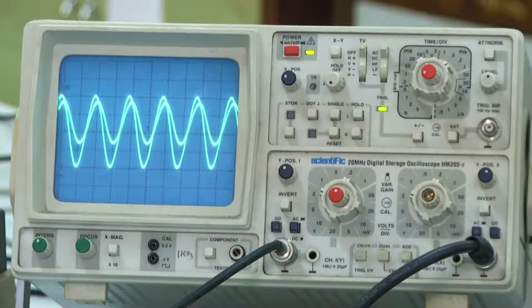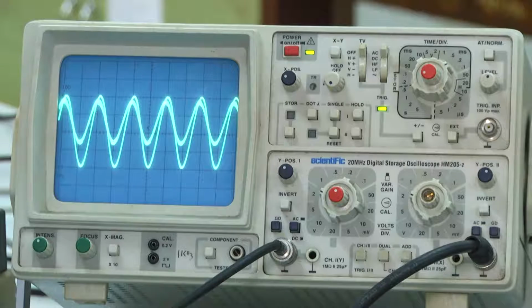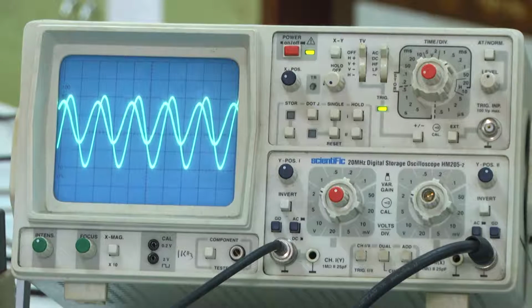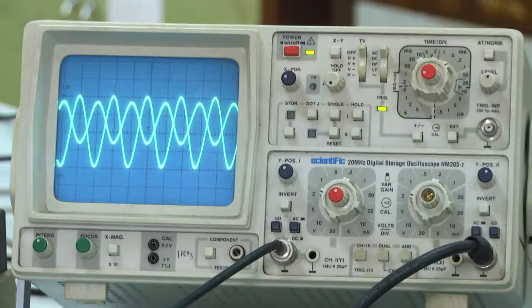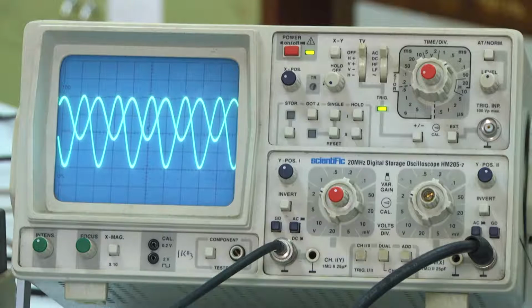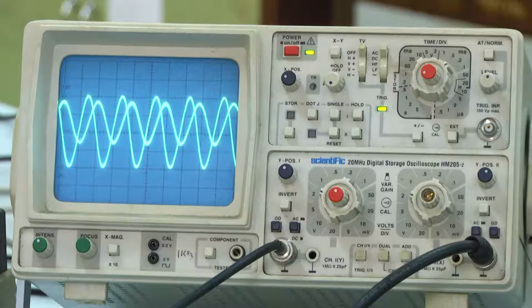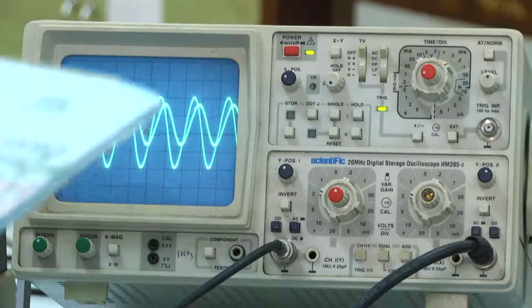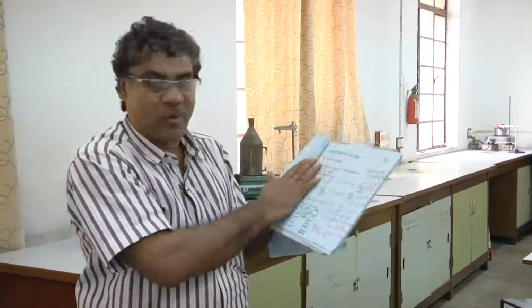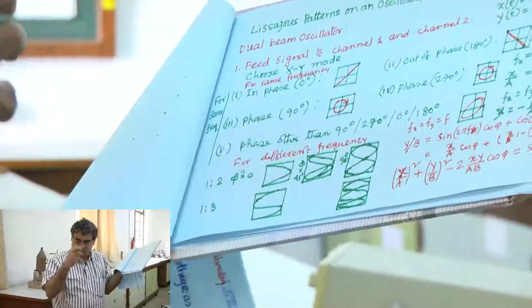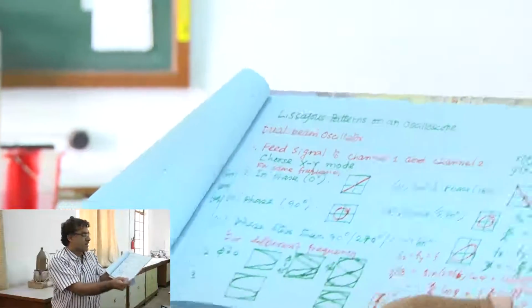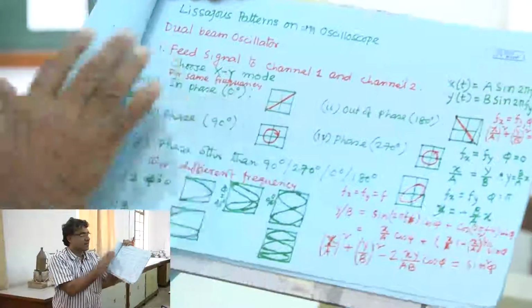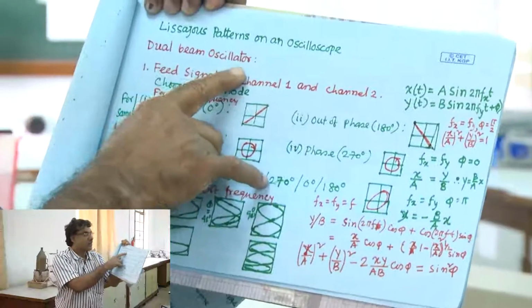So this is not a good way to measure the phase difference of two signals, but using the Lissajous figure it is very convenient. You know this, but I think I should tell you slightly about the Lissajous figure. For that we need a dual beam oscilloscope, which means two channels should be there, dual mode, dual beam oscilloscope, CRO.